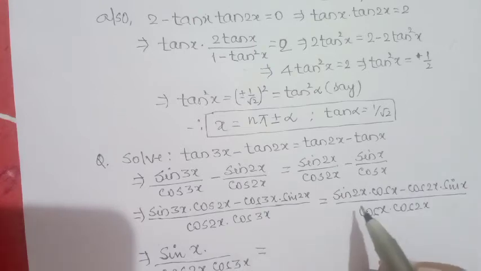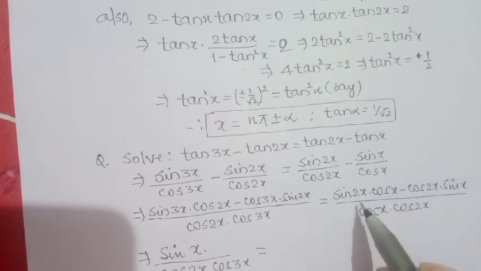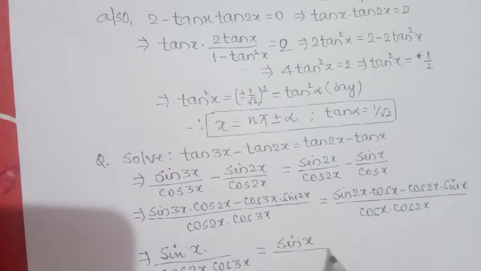Similarly, on the right side, sine a into cos b minus cos a into sine b. So it should be written as sine of a minus b, meaning 2x minus x, which is x, divided by cos x into cos 2x.